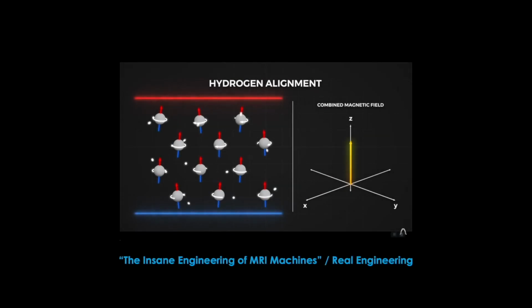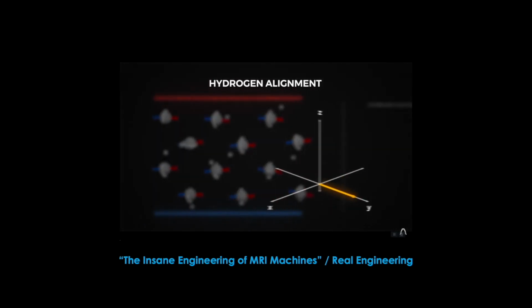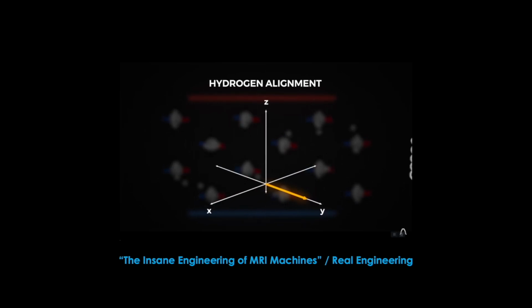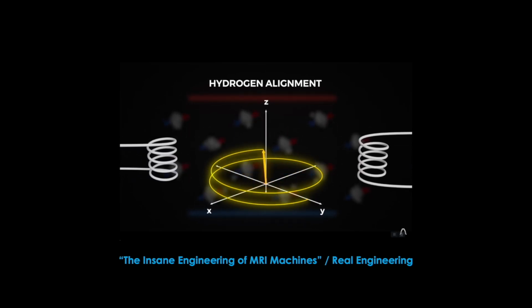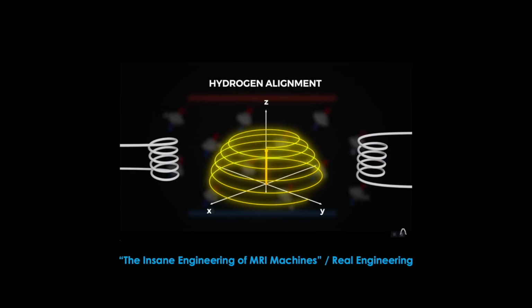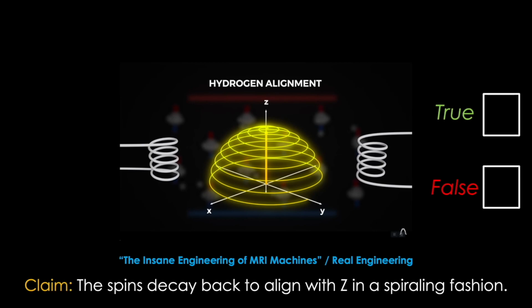Next clip. This nudge misaligns these hydrogen bar magnets to shift their magnetic field perpendicularly to the large magnetic field the machine is creating. Naturally, the spins want to align their orientation back to their original position, aligning with the machine's magnetic field. But they don't fall back immediately. They decay in a spiraling motion. This decay causes a changing magnetic field, and by placing a coil of wire nearby, this changing magnetic field can induce currents that can be read as a clear signal. Claim: The spins decay back to align with Z, or the B0 axis, in a spiraling fashion.